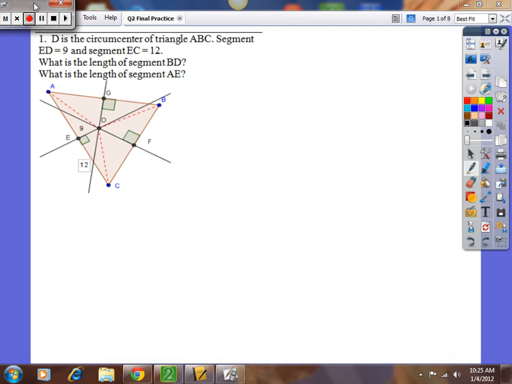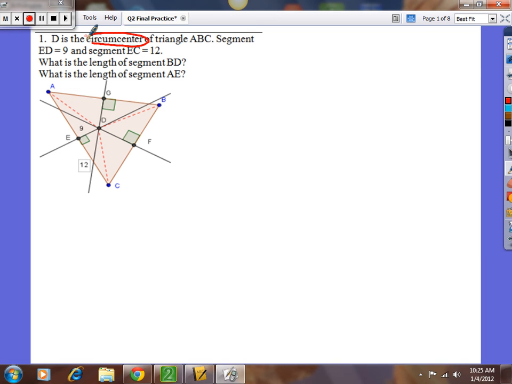Alright, number one, the key word in this problem is circumcenter. So D is the circumcenter of triangle ABC. Segment ED is 9, and that's labeled right here. Segment EC is 12, and that's labeled right here. So circumcenter is at D.